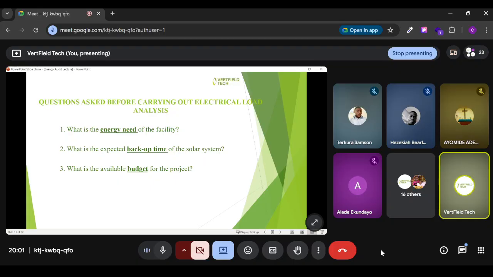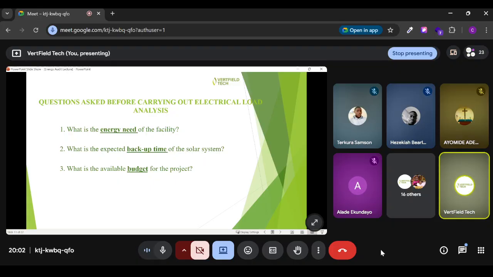What is the backup time for that solar system? Now, for this backup time, we have to take it a little bit backward, trying to relate what this backup time is telling us. This backup time is actually talking about the battery system. If you remember when we introduced the battery system during the preliminary stage, we said that one of the basic reasons why the battery is included in solar system installation is for backup.